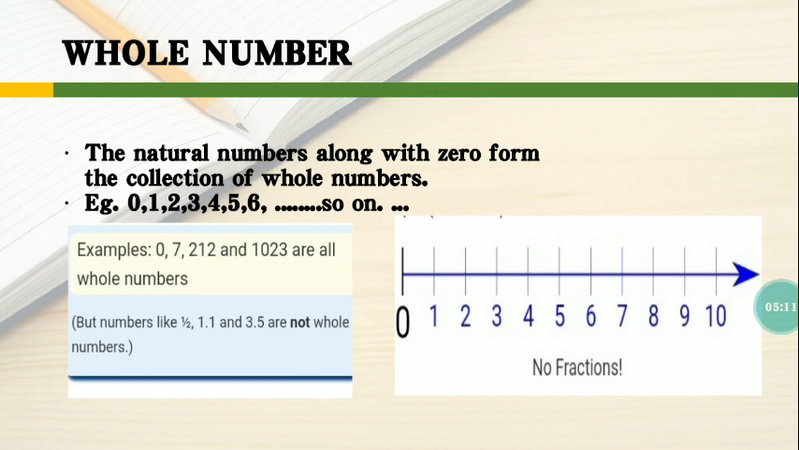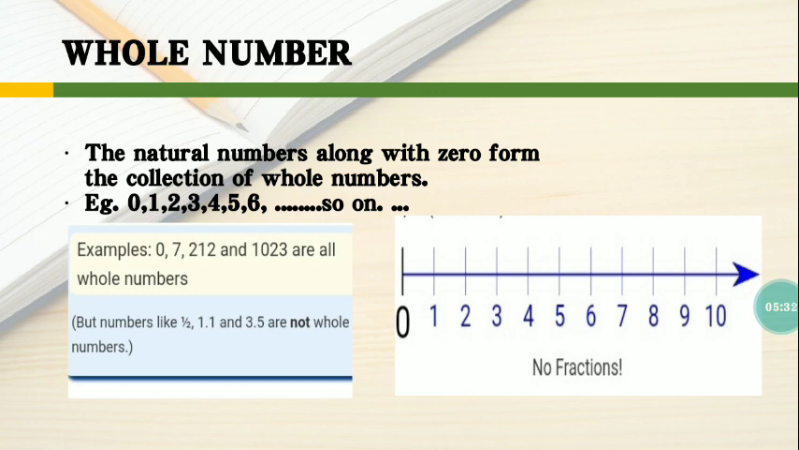Whole means, what is whole? Whole means a complete body or a complete object. So when we represent one complete body with 1, 2 complete bodies with 2, 3 complete bodies with 3, so no complete body with 0. So 0 is no complete body.